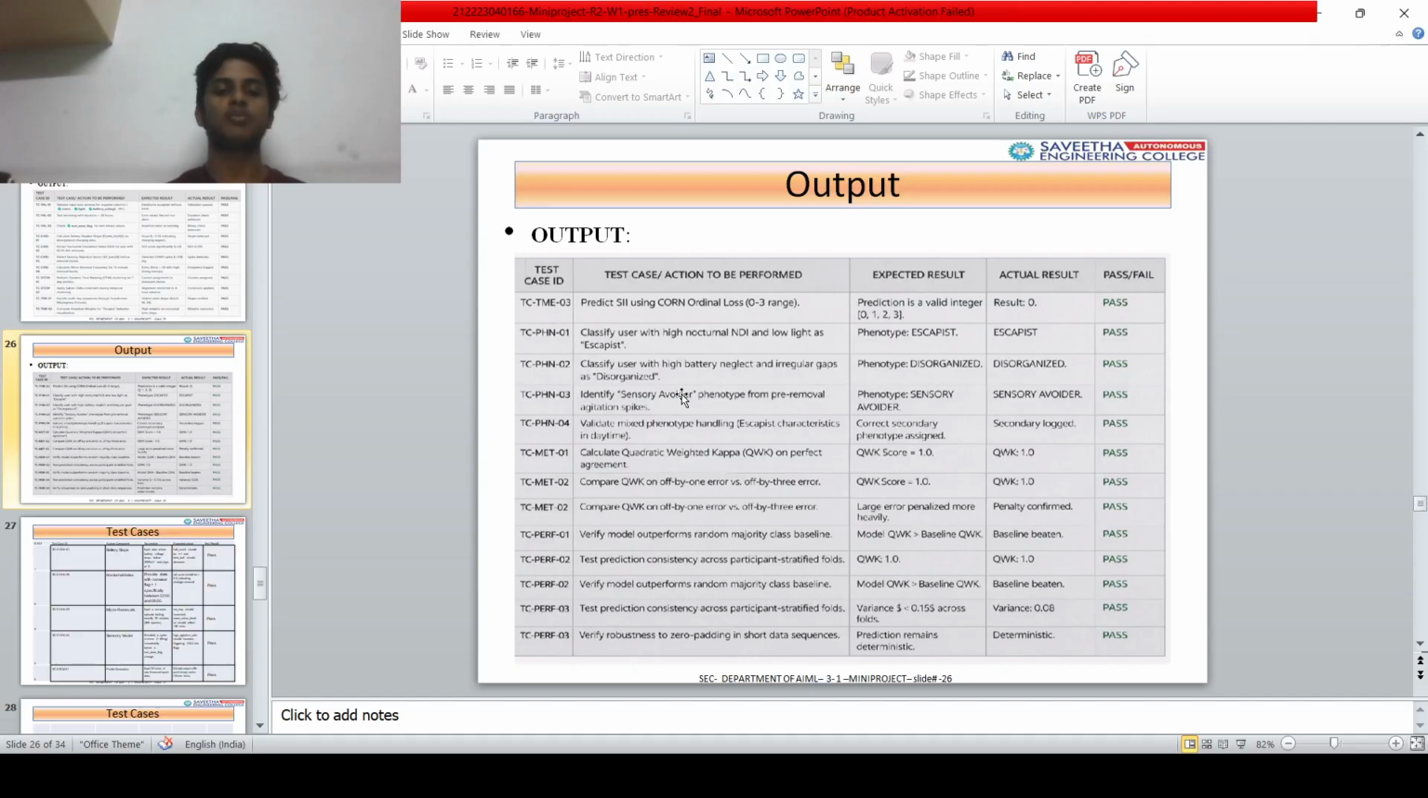This slide shows the sample output results. Different severity levels and behavioral patterns are clearly distinguished. This helps in early intervention. This output supports objective screening.